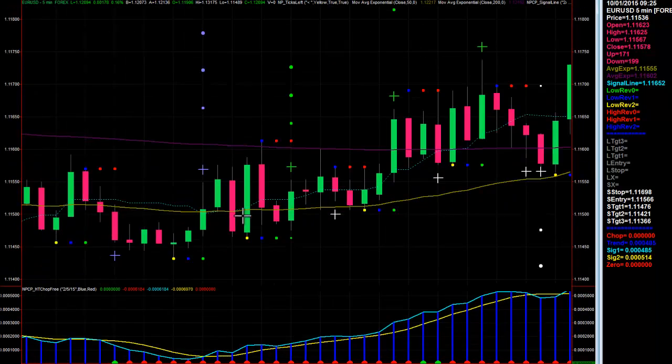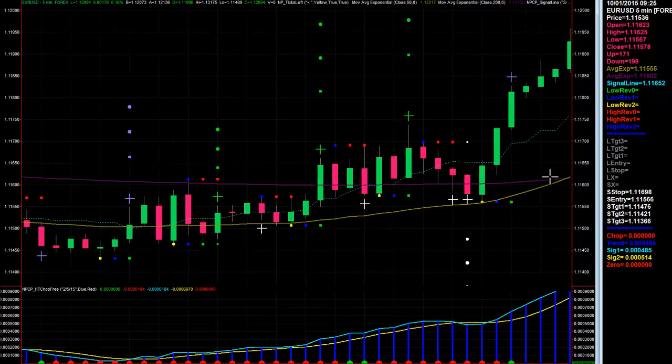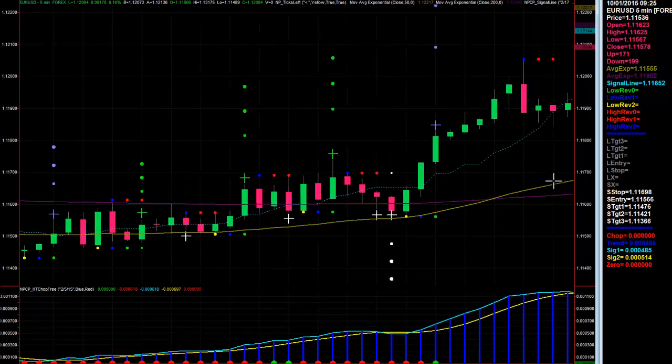Remember, when that 50 is starting to turn up to meet the 200, this is a testing zone. And what we're looking for is it to resolve to the upside. It's not always going to happen. There's going to be times when it's going to start to turn and go the other way. We may be taking short trades, I don't know. But a large percentage of the time, it's going to continue on up. It's going to meet the 200 and it's going to cross over.